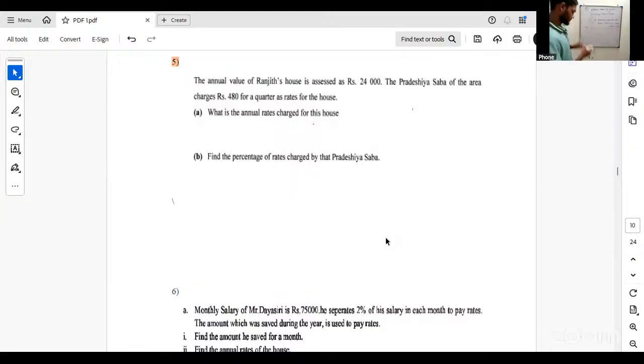What should you do? Make the rate percentage the subject of this equation. Then rate percentage equals the rate over the value. And since it's a percentage, make sure that you multiply it by 100. Keep in mind, to find all percentage sums, you have to multiply by 100. The rate we have calculated: the annual rate here is 1,920, over the estimated value, 24,000, into 100%. Then you can find the rate percentage.